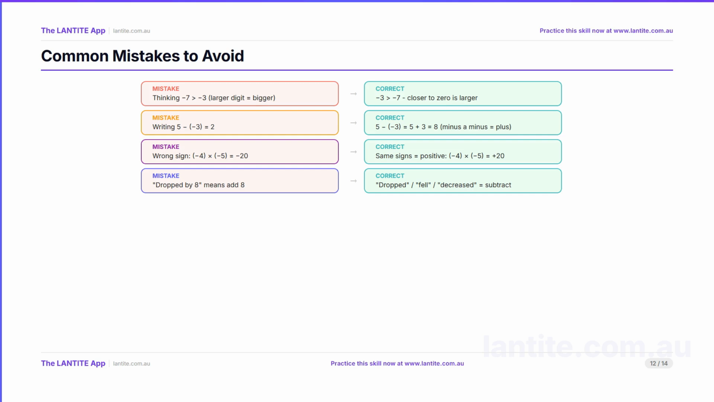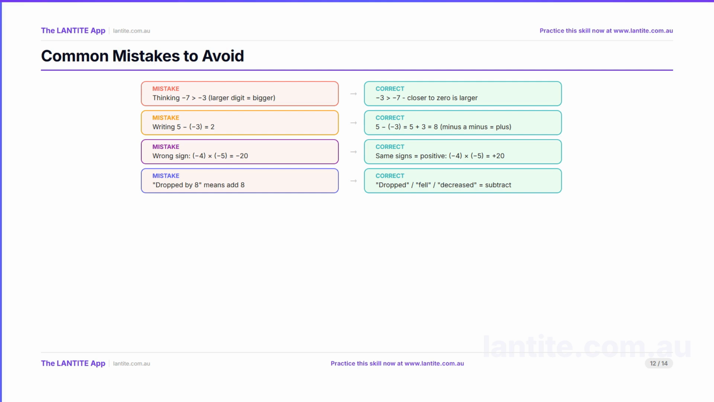Let's cover 4 common mistakes students make with integers. First, thinking that negative numbers with a larger digit are bigger. -3 is actually greater than -7, because -3 is closer to 0 on the number line. Second, forgetting to change the sign when subtracting a negative. Remember, minus a negative becomes plus.